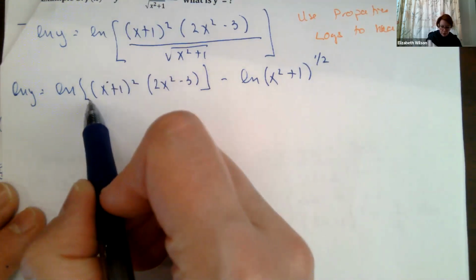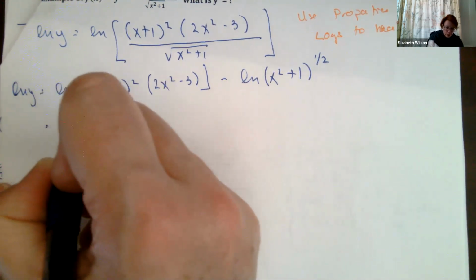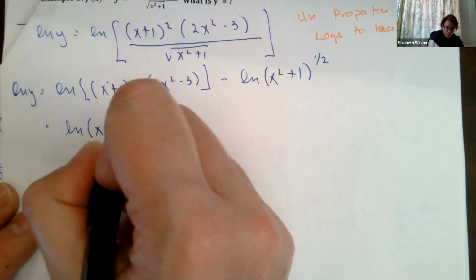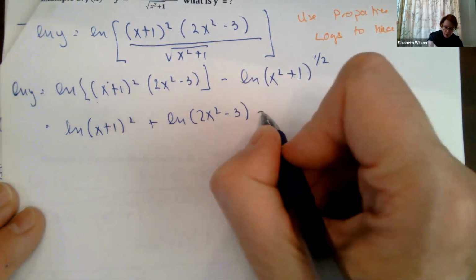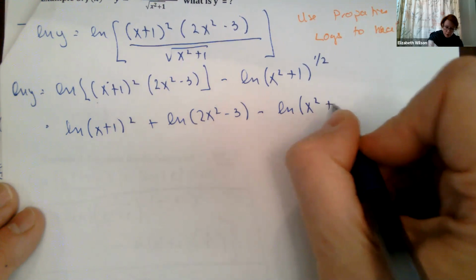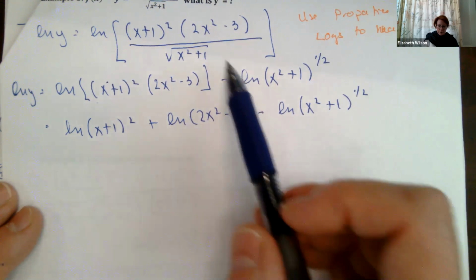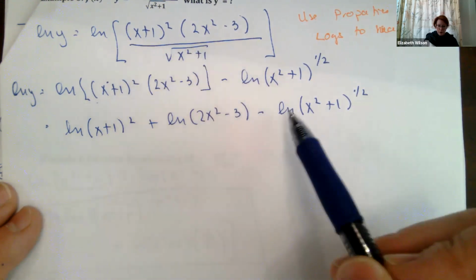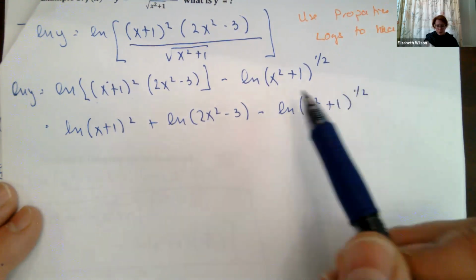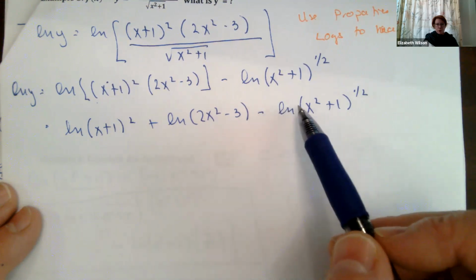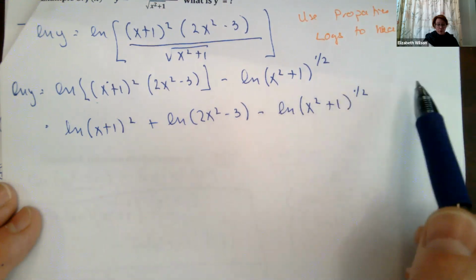Okay, again, properties of logs: I have a product on the inside of my natural log, so I can break this up into natural log of (x plus 1) quantity squared plus natural log of (2x squared minus 3), minus the natural log of (x squared plus 1) to the 1/2. We don't have an example here right now, but be careful: if I've got a product in the denominator, there'll be a minus in front of the whole thing, and then that minus gets distributed to all of those terms in the denominator. So be very careful if you have multiple terms in the denominator that you don't lose track of your subtraction. You have to distribute that negative to all of those terms.